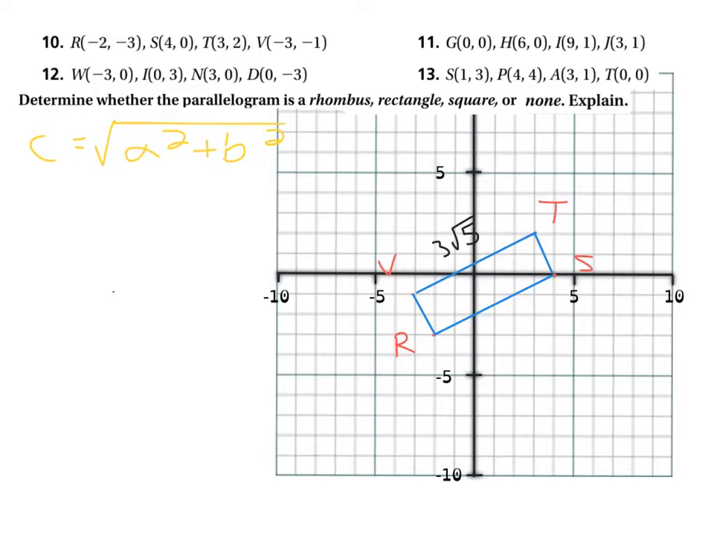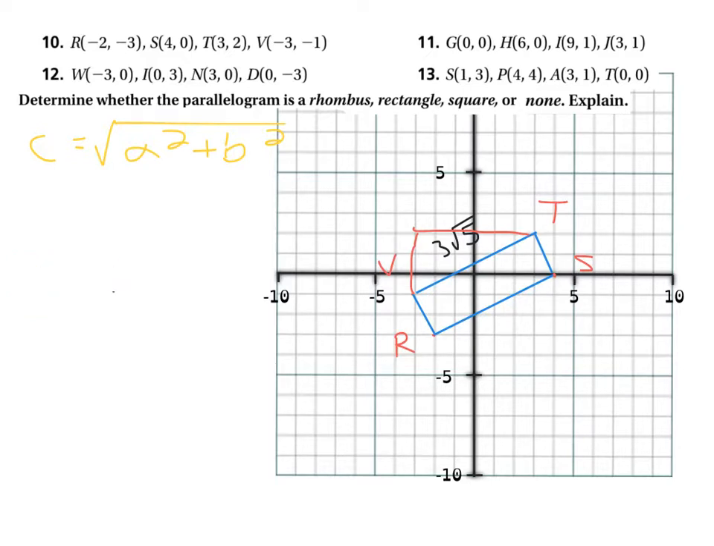Okay? And we can also figure out the slope of this by saying, how much do we rise? We rise 3. How much do we run? We run 6. 3 over 6 is equal to 1/2. So that also has a slope of 1/2.